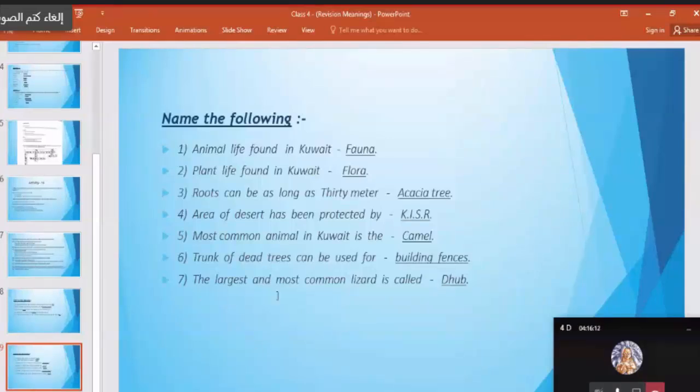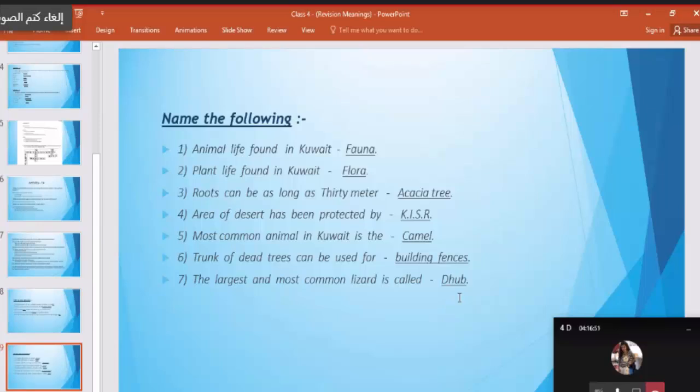Seventh one. The largest and the most common lizard is called the dub. How many types of lizards have we studied? Two. Yes, two, very good. Which are they? Dub and the whirl. Whirl, my dear, repeat. Yes, whirl. Very good, nice memory. Now the dub and the whirl, when they're fighting, who is winning? The dub wants the fight.